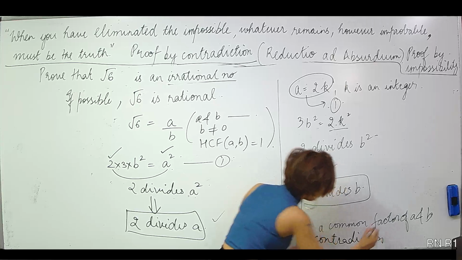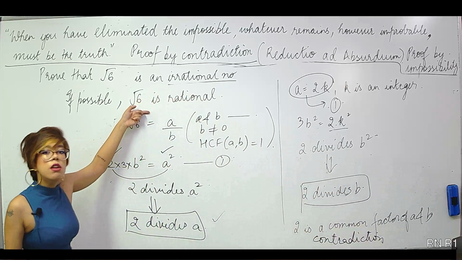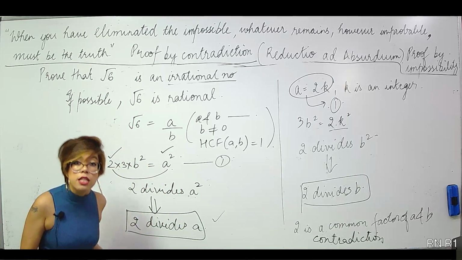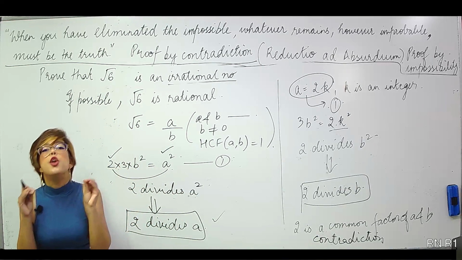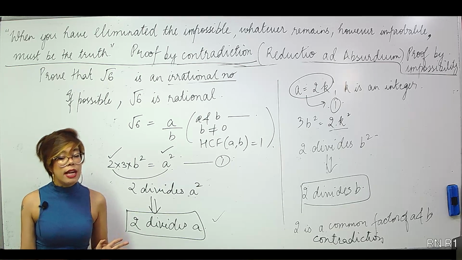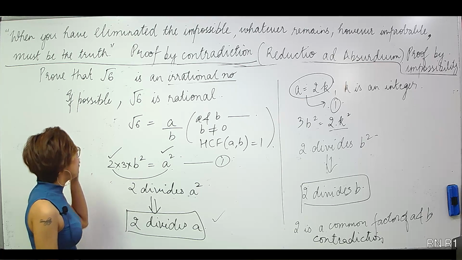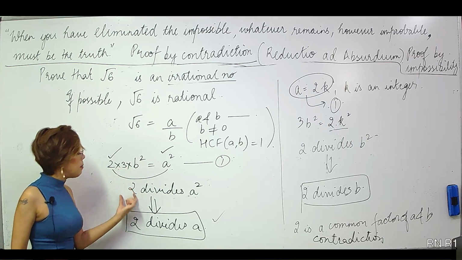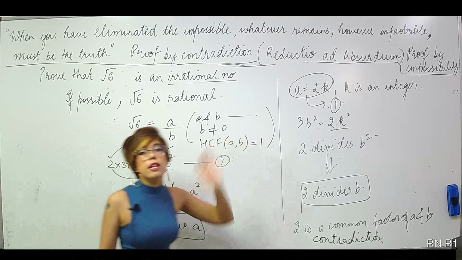Now, this contradiction happened because your supposition was wrong. You assumed that root 6 is rational. This is wrong. That means root 6 is not a rational number. Right? Okay, before moving further, you could have obviously moved on with prime factor 3, then it would have been 3 divides A, 3 divides B, and so on.